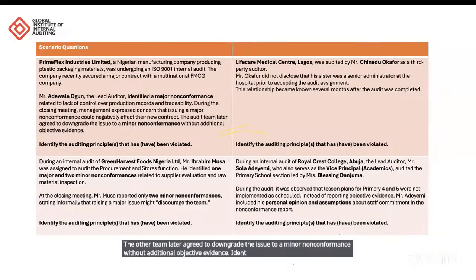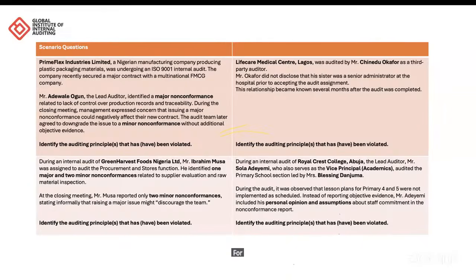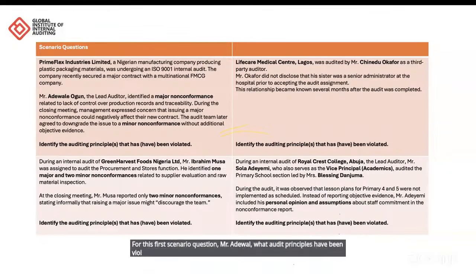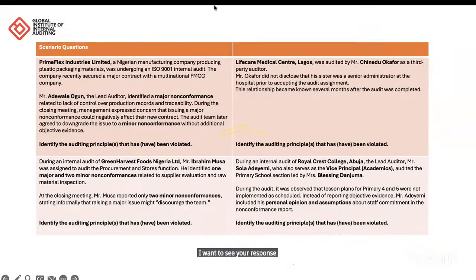Identify the audit principle or principles that have been violated. I want to see your answer in the chat box. For this first scenario question, what audit principles have been violated for them to downgrade a major non-conformance to a minor non-conformance without additional objective evidence? I want to see your response. What do you think?